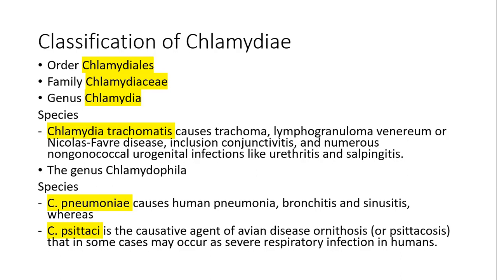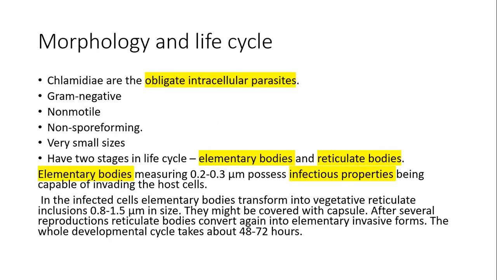Psittacosis or ornithosis is transmitted from birds. The source of infection is a bird, and it can be transmitted by direct contact or by the airborne mechanism, and it manifests with respiratory tract infection. Usually it is very similar to influenza by its symptoms. Morphology. So I said that chlamydia are not usual bacteria. They have their own peculiarities.